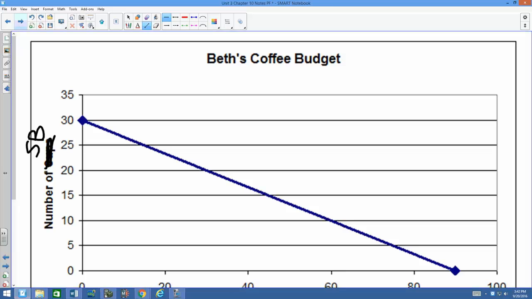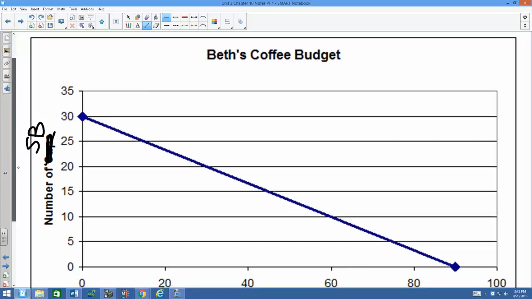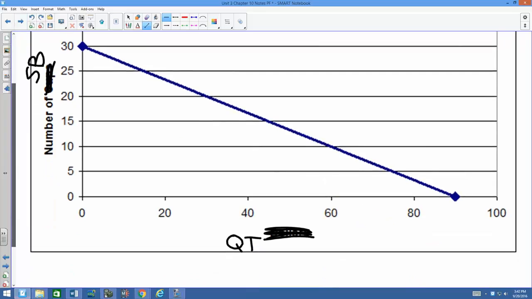All right. So this one, they put Starbucks as the Y value and QT as the X value. And this is what it would look like if you charted it in Excel and then created a chart there.